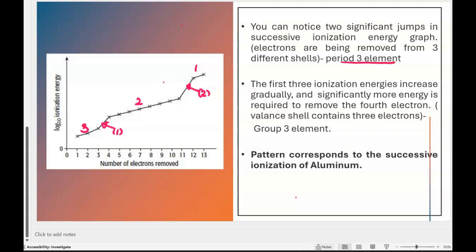You can notice the first 3 ionization energies are gradual. After removal of the third electron, there is a first significant jump. This means that the valence shell contains 3 electrons, indicating that this is a group 3 element. This pattern corresponds to ionization energies of aluminium.